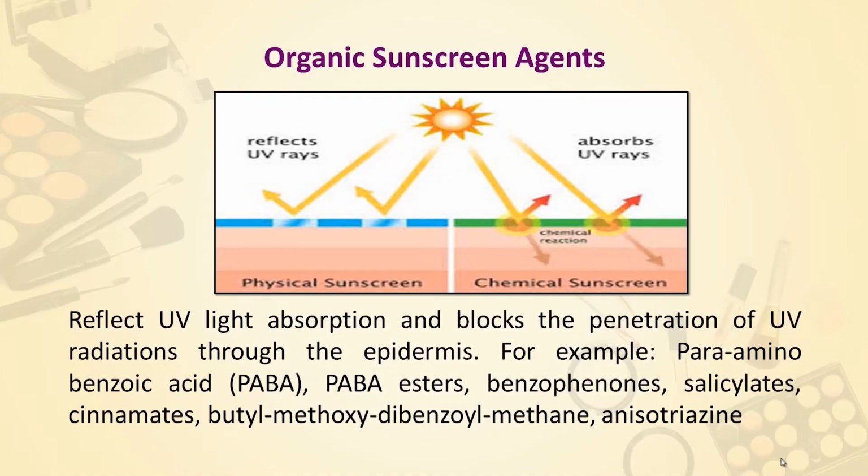Organic sunscreen agents absorb the UV light and block the penetration of UV radiation through the epidermis. Para-amino benzoic acid and para-amino benzoic acid esters, benzophenones, salicylates, cinnamates, butyl methoxy dibenzoyl methane and anisotriazines are a few examples of organic sunscreen agent. They are added as a sun protection agent in a few sunscreen formulations.